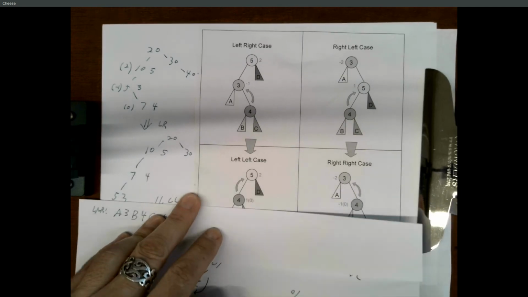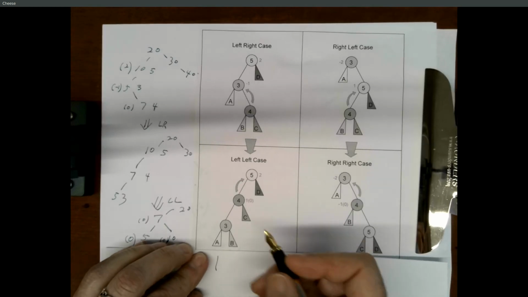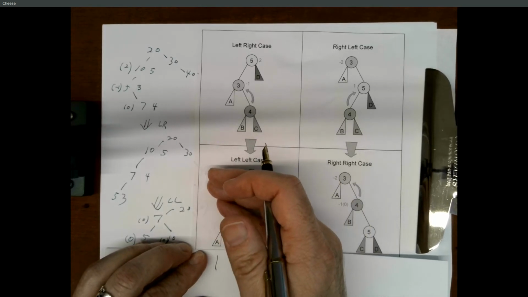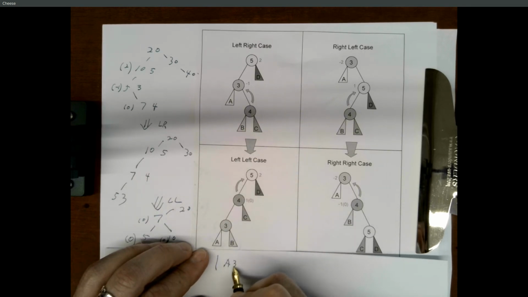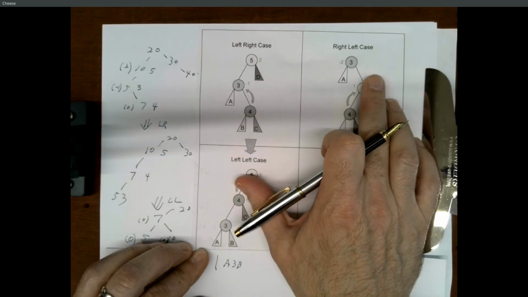When we change it into the left-left case, what's the traversal of this? Well, if we start off, we go to the left, we traverse this subtree in left, node, right order, which is going to be A, 3, B. That's this tree's traversal. Then we traverse the root node 4.